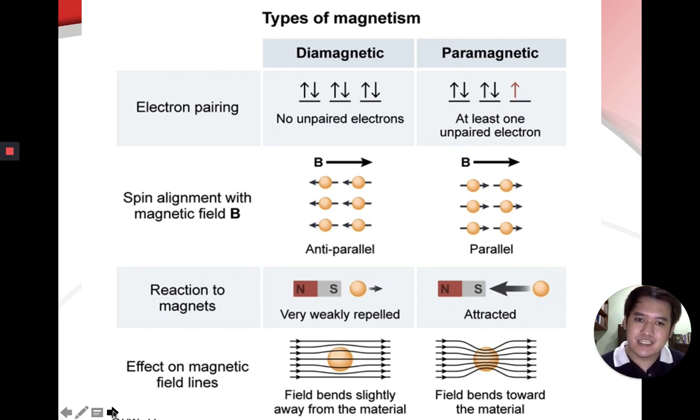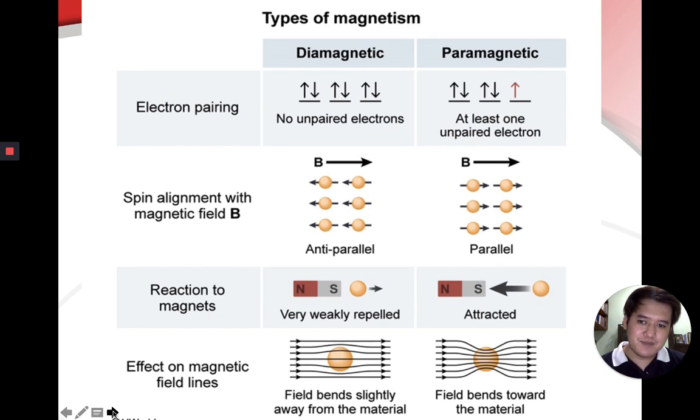So the key here is we just draw the orbital diagrams, even if we just draw the outermost part, or the last terms in the electron configuration. So as long as we see that there is at least one unpaired electron, we consider that atom to be paramagnetic, meaning to say it is attracted to an external magnetic field. Whereas if all electrons are paired up, then that means it is very weakly repelled by a magnetic field, and the type of atom is diamagnetic.